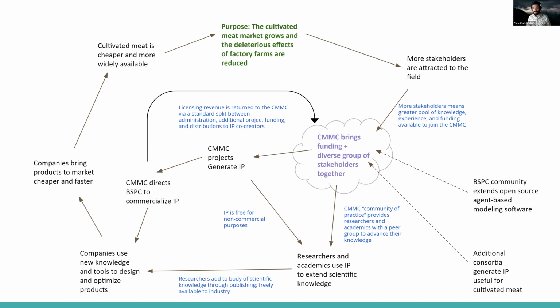And it's going to be generating this IP and both distributing it to researchers and academics who get to use it for free. And also there will be commercialization in some form and in some way. And that can look a number of different ways. The CMMC can commercialize that, or it can license others to commercialize that depending on opportunities that evolve and people who show up and raise their hand and say, I want to commercialize this.